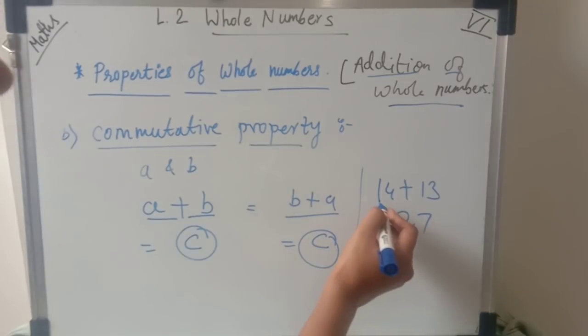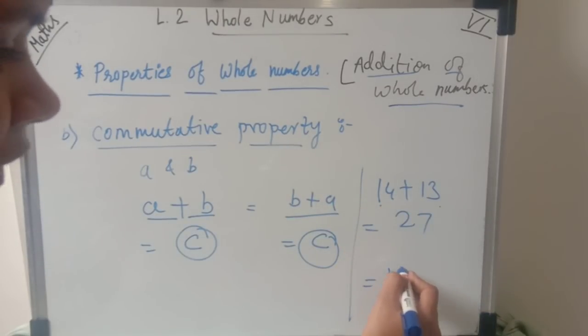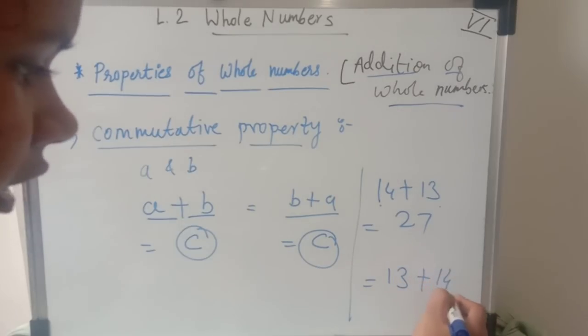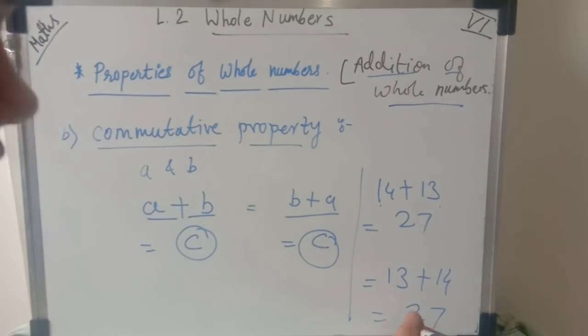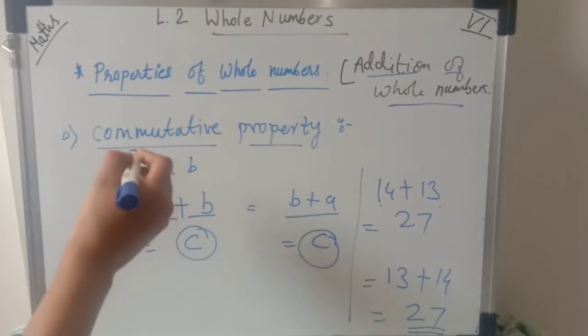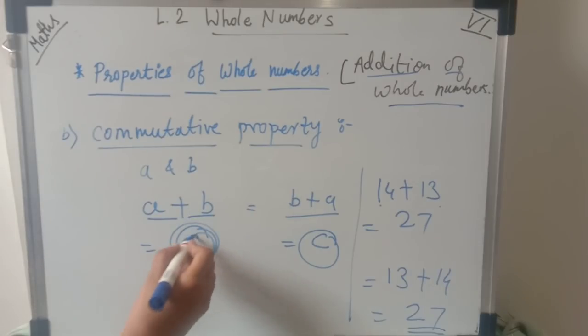So first we have taken 14 and then 13. If I change their places, first if I take 13 plus 14, then also I will get the same value, that is 27. So this property is saying that order doesn't matter over here. We can add any whole numbers in any order, still we get the same answer.